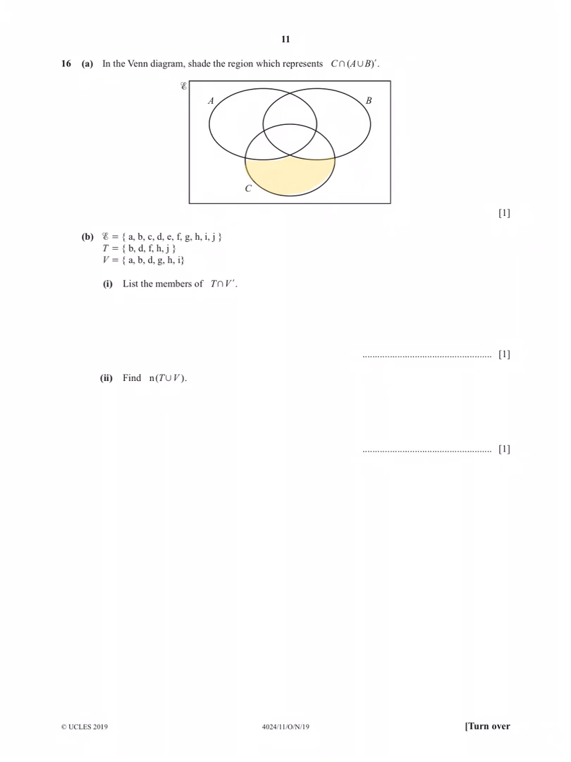Part B: you have the universal set, you have the T set and the V set, and it lists the elements of T intersection V complement. So the elements that are not part of V are A, B, not C, D, E, F, G, H and J. These are the elements of V complement.